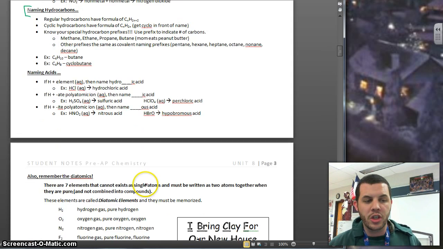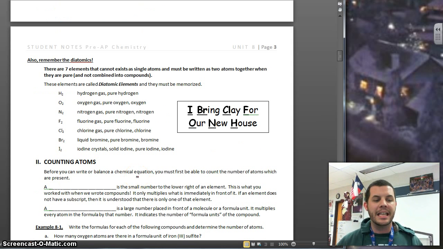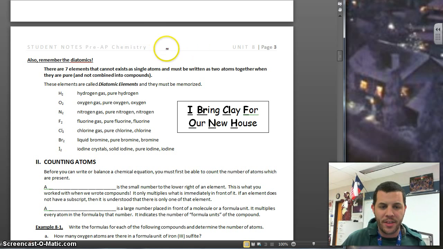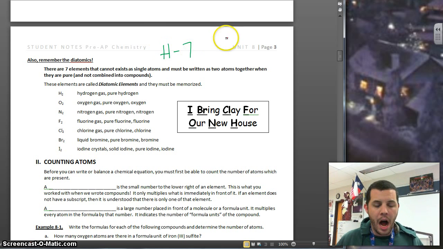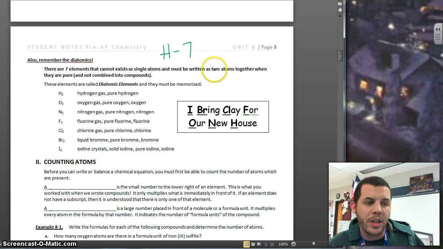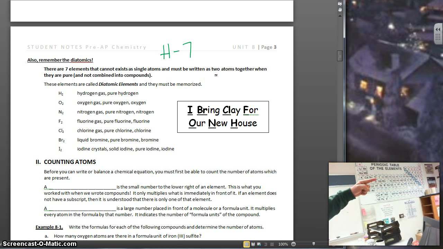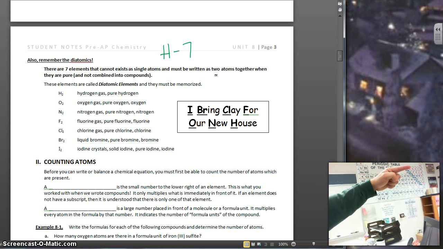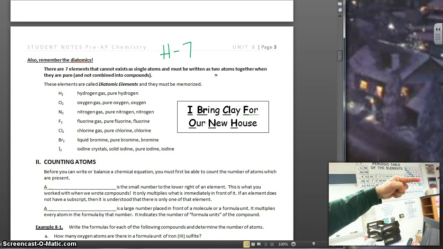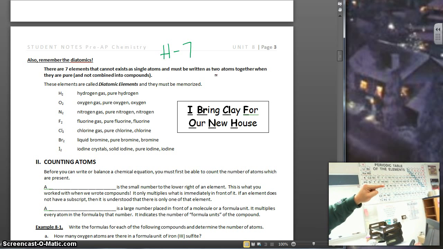Another extremely important thing to remember is your diatomics. Don't forget the H7 method. The H7 method tells us that we start at hydrogen, which is a diatomic. Then we go to the seventh element, which is nitrogen, and then we draw a big giant 7 down to iodine, which makes it 7 total elements.